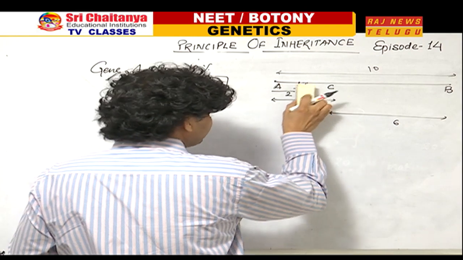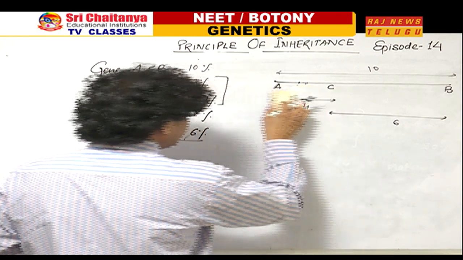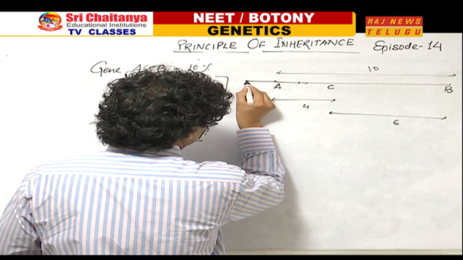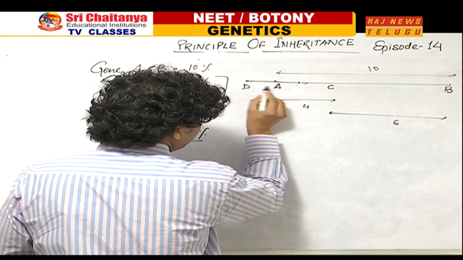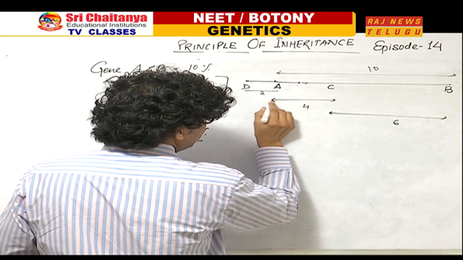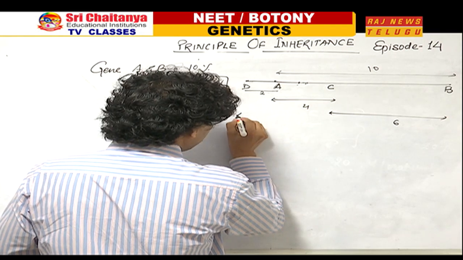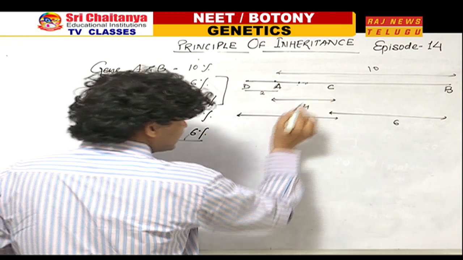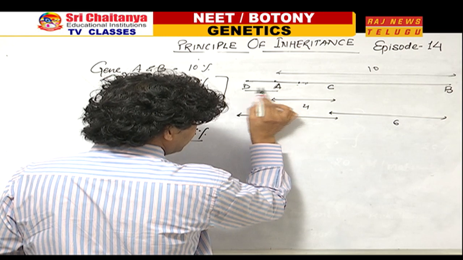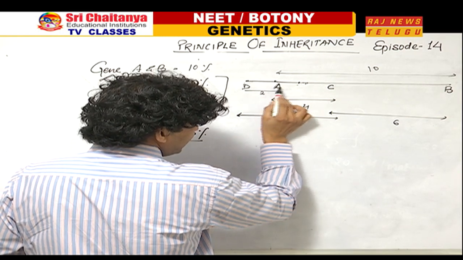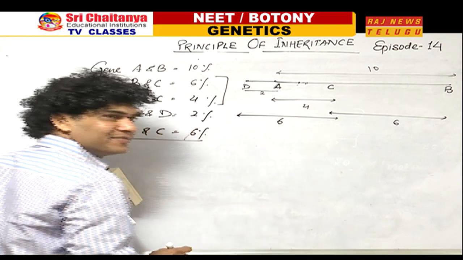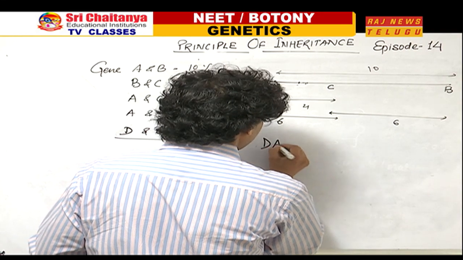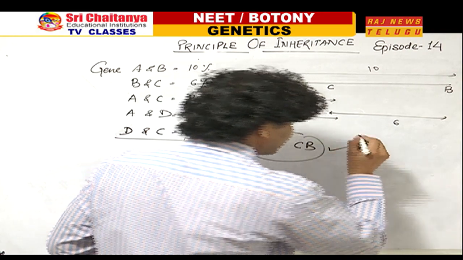Now see the second possibility. If I put gene D here, in between the D and A 2, in between the A and C 6, then the distance between the D and C is the sum of the distance between the D and A and the distance between the A and C, that means 6. It means now the sequence of the gene would be D, A, C, B, and it is the correct answer.